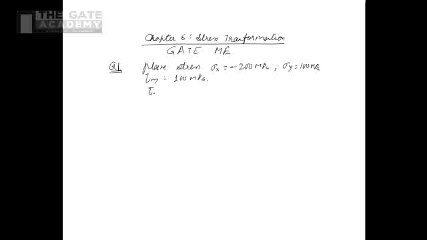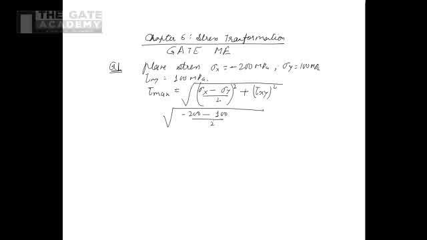So the maximum shear stress tau max is given by the square root of ((sigma x minus sigma y) by 2) square plus tau xy square. So if we just substitute the values, it is ((minus 200 minus 100) divided by 2) square plus tau xy, which is 100, square. This is nothing but minus 300 by 2, which is 150 square, plus 100 square.